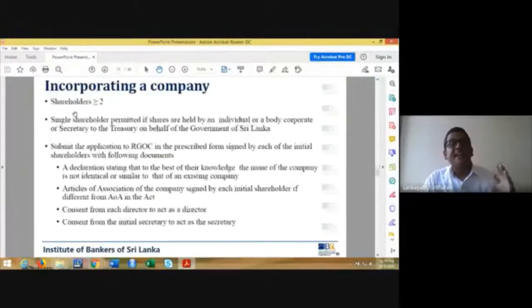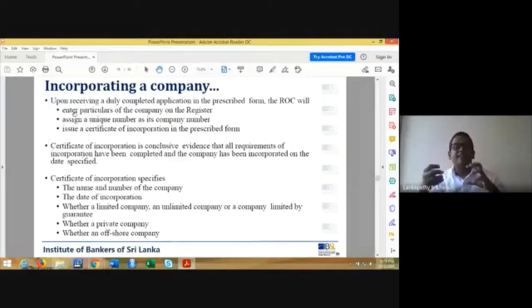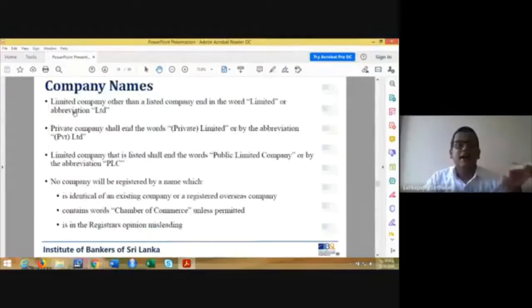And then we have moved into the incorporation of a company, where we have seen the 4 or 5 steps: how the shareholders get together, what documents have to be submitted, how the Registrar of Companies will consider the application and register it as a company, and how the certificate of incorporation is given, and what things are mentioned in the incorporation of companies. Likewise, those details will be mentioned.